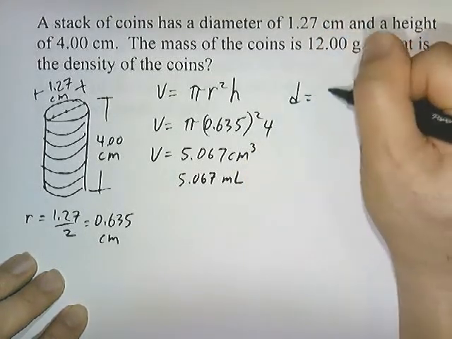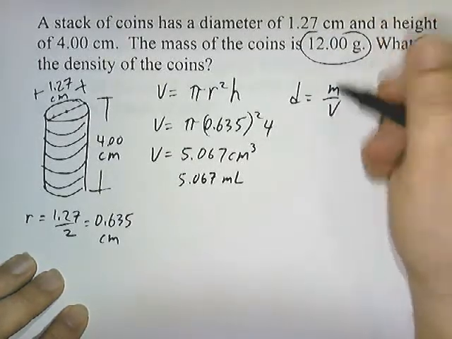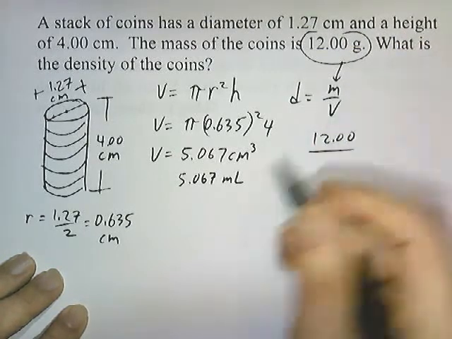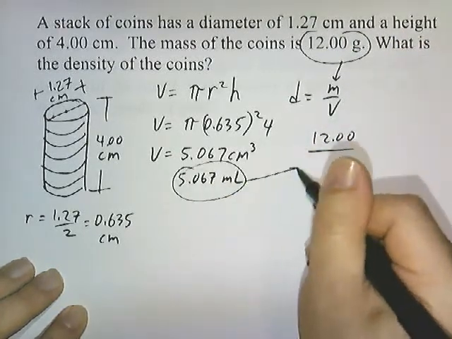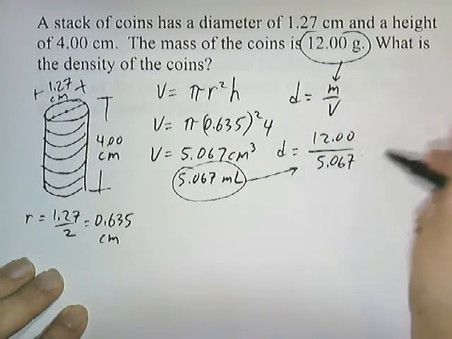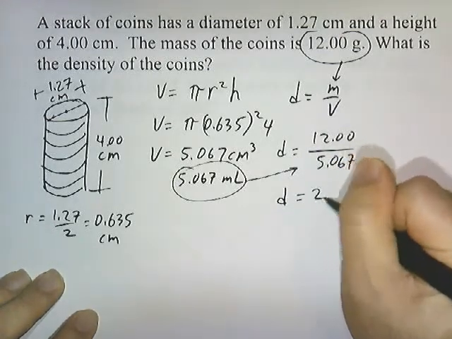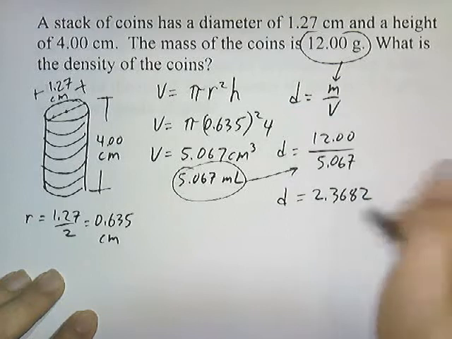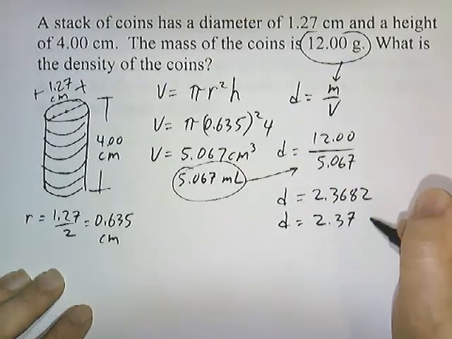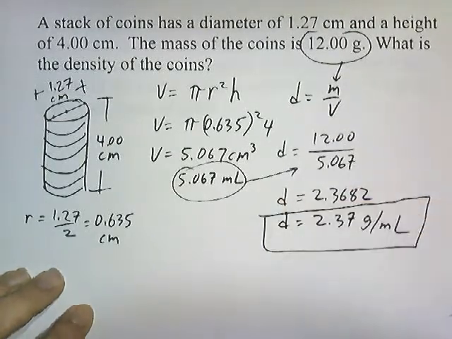Okay, here we go. D equals m over v. Here's the mass. It's in grams, so that's going to be 12.00. The volume goes there, 5.067. Density of our stack of coins turns out to be 2.3682, which is about 2.37 units of density, grams per milliliter. Okay.